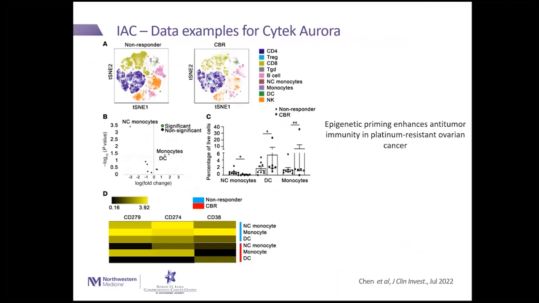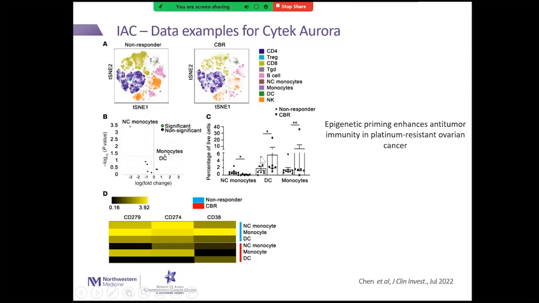To give you an example from this paper, this data was generated in the core. This is a paper, Epigenetic Priming Enhances Anti-Tumor Immunity in Platinum-Resistant Ovarian Cancer. So here the authors wanted to show how the non-responder and responder cohorts differed in their immune landscape. And what they found was there was a high frequency of monocytes and DCs in the responder cohort, while the non-responders had a high frequency of non-classical monocytes, which they see here also with the percentage of live cells that they calculated.